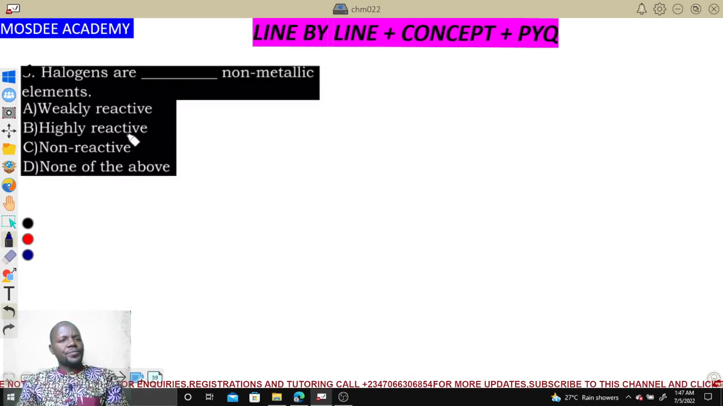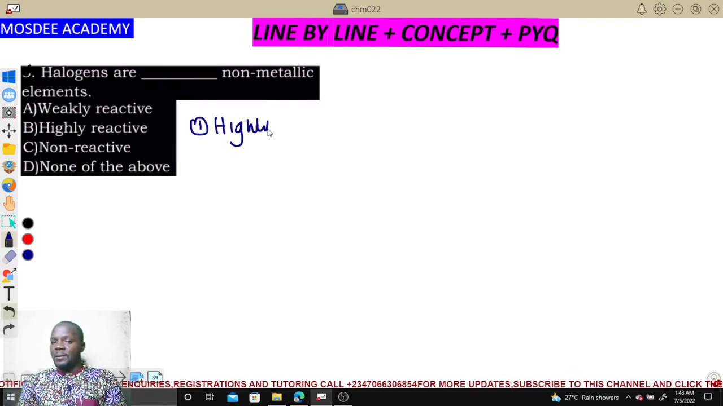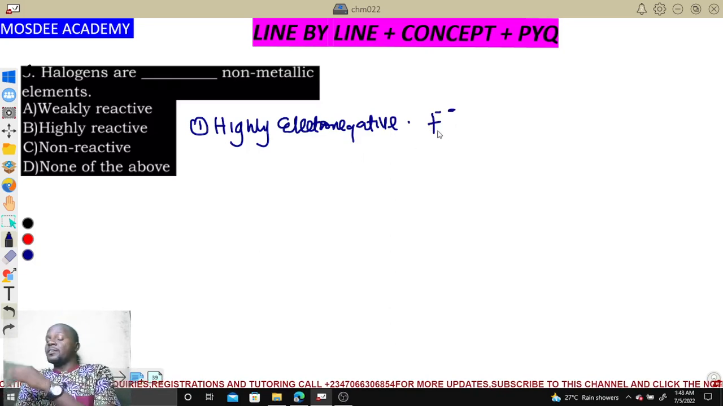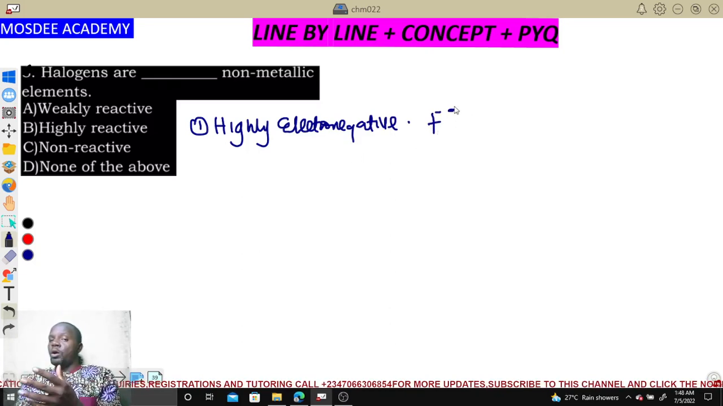Question number 4 says halogens are dash non-metallic elements. Now, I told you that some of their characteristics are that they are highly electronegative. Because they are highly electronegative, it means they almost form an octet. Fluorine is even said to be the most electronegative. We are going to talk about the trend very soon. All of them are what?